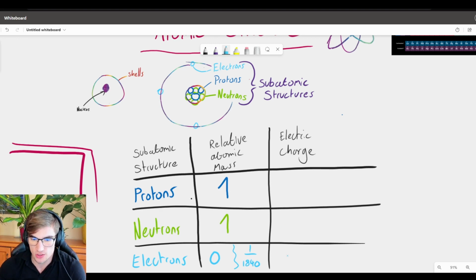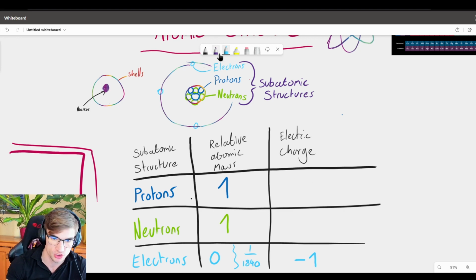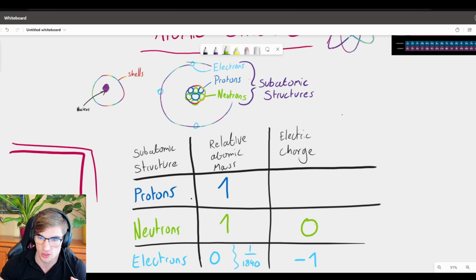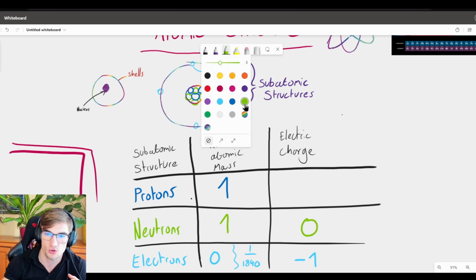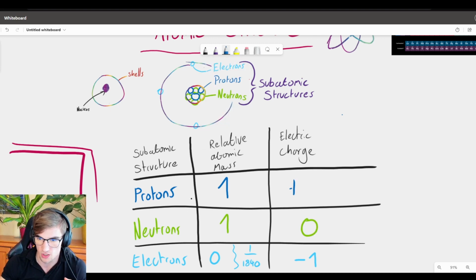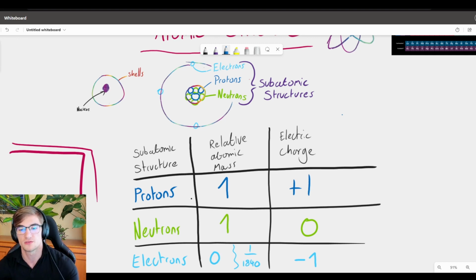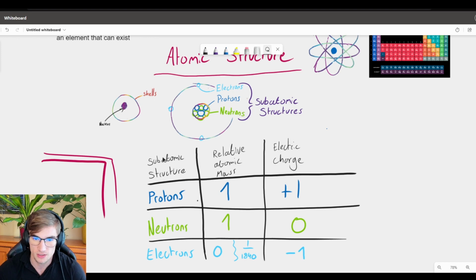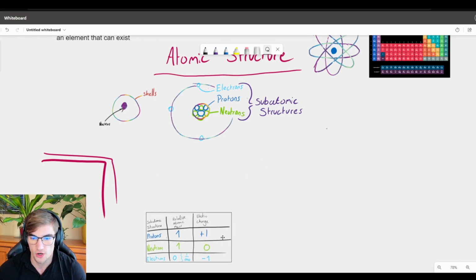Now, what about the electric charges? So I know electrons are the negative ones. So electrons have a -1 electric charge. Now the neutrons are neutral. So they have 0 charge. And finally, we have protons, and protons are positive. They have a +1 charge because they are positive. All right, so I like memorizing this table. I think it's one of the best things you can do. Very, very useful.